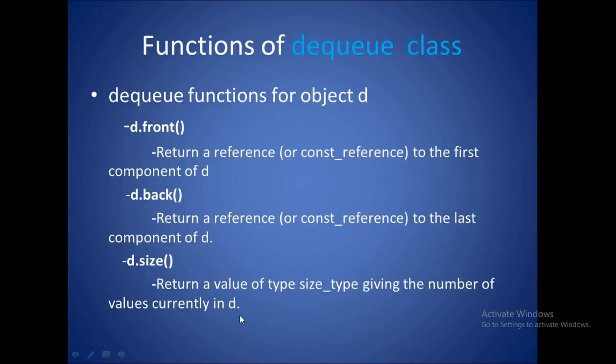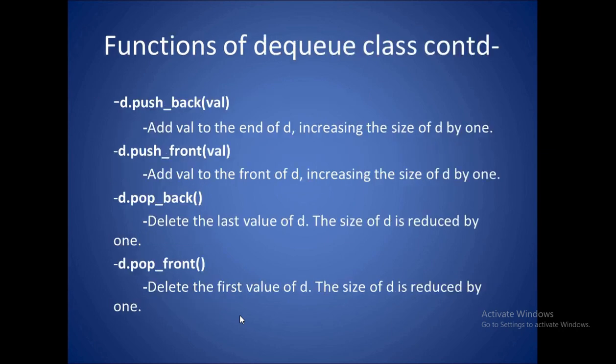Next, some of the functions of the deque class. So again, deque is a sequential container. A sequential container stores elements in a linear sequence. So deque has some functions. D dot front returns a reference to the first component of D. D dot back returns a reference to the last component of D. D dot size returns the size of the deque.